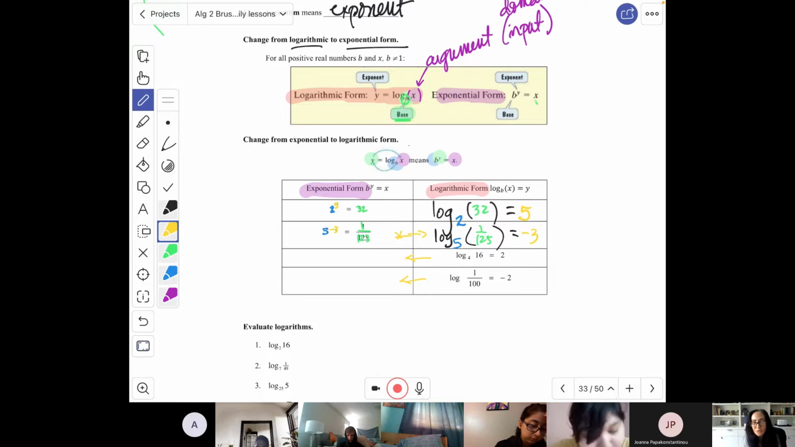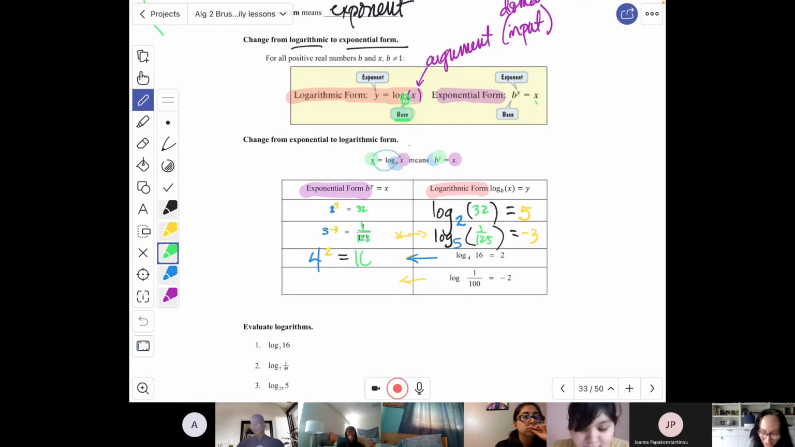Now, can we go the other way? What would the base be, in exponential form? So here I have logarithmic form. I want to convert it to exponential form. What would the base be? 4. Excellent. 4 to what power? 2. Excellent. Equals? 16. Beautiful. What about the next one?